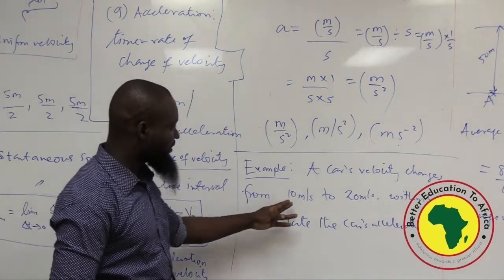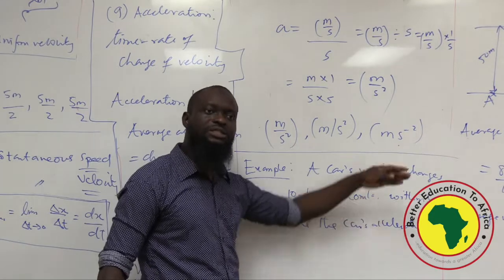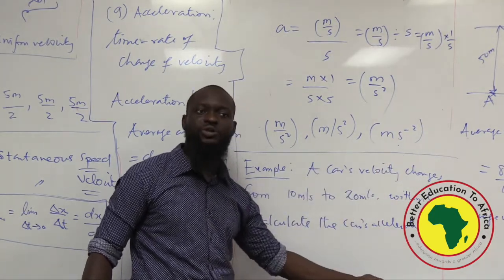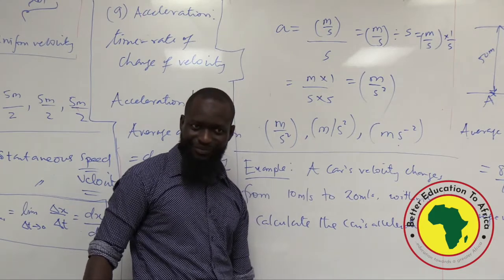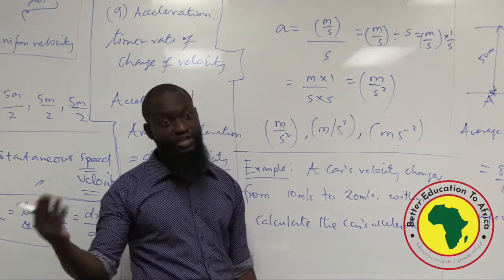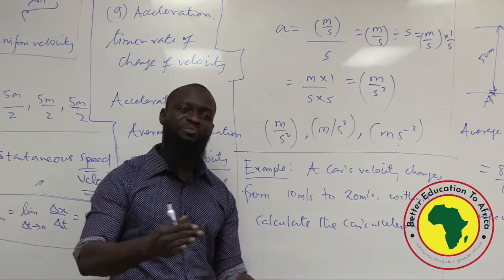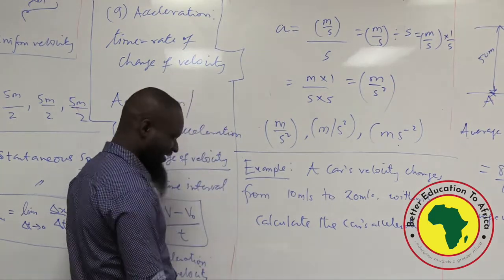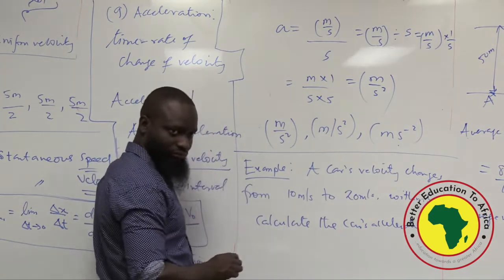So usually I can say from 10 meters per second to 20 meters per second south, so that when you give your acceleration, you can still put the south, because acceleration also has to have direction. But most texts ignore that. They believe you've already understood. That is why some people mistake speed and velocity sometimes. All right, so what is the car's acceleration?